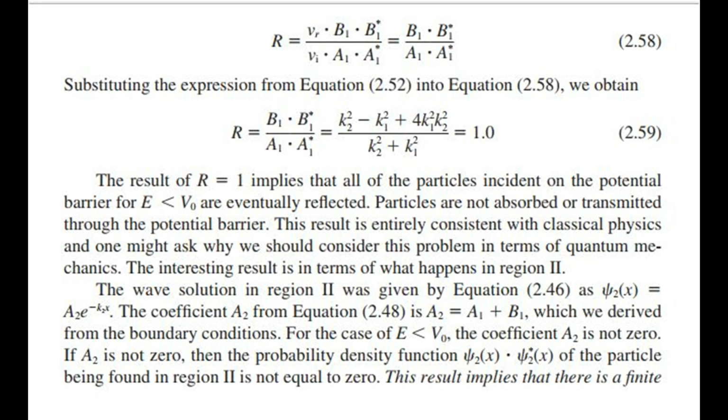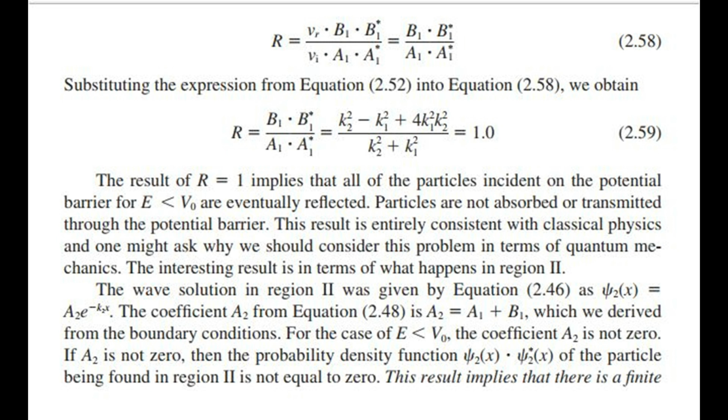This result is entirely consistent with classical physics, and one might ask why we should consider this problem in terms of quantum mechanics. The interesting result is in terms of what happens in region 2. The wave solution in region 2 was given by equation 2.46 as A2 e^(-K2x). The coefficient A2 from equation 2.48 is A2 = (some factor) B1, which we derived from the boundary conditions. For the case of E < V0, the coefficient A2 is not 0. If A2 is not 0, then the probability density function ψ2(x)ψ2*(x) of the particle being found in region 2 is not equal to 0.